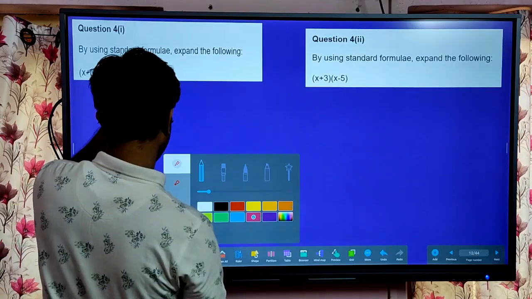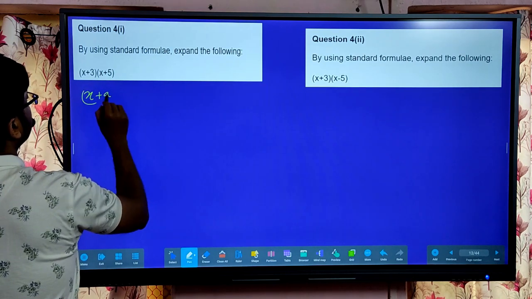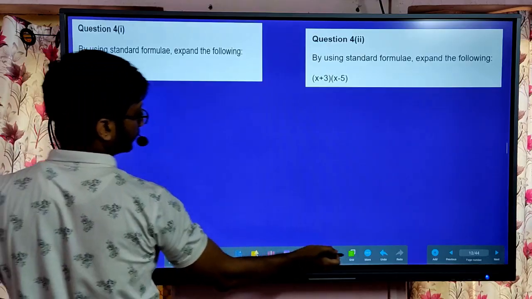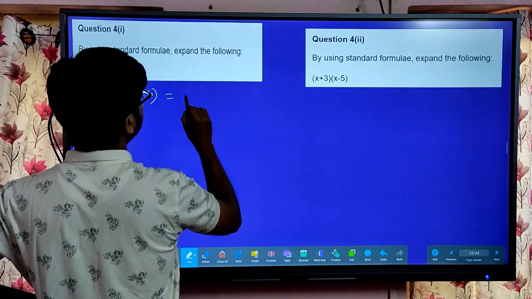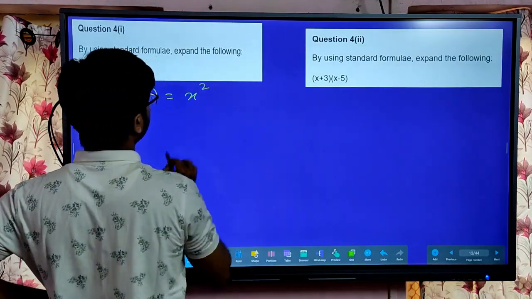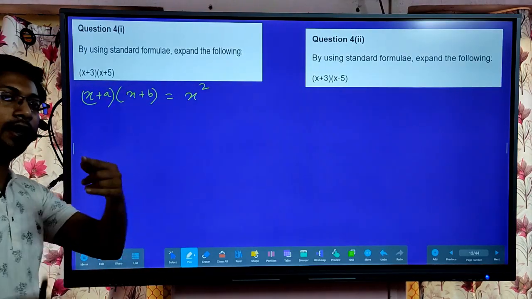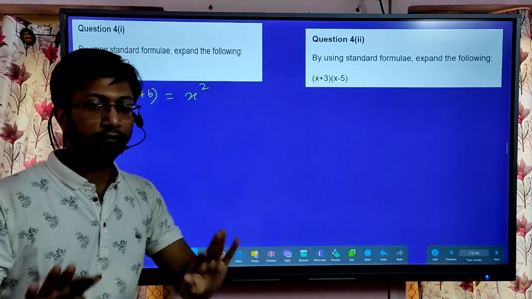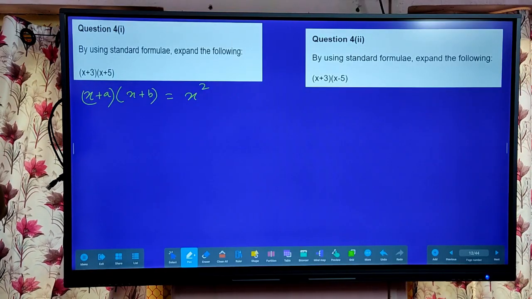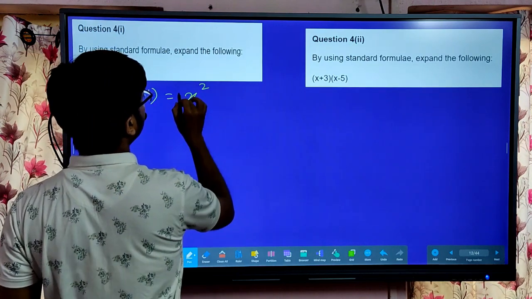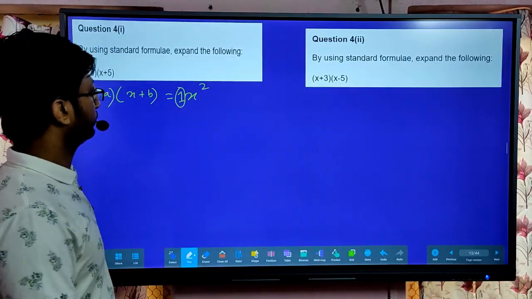Let us first learn the formula. The formula says, suppose it is x plus a into x plus b. So the first term is x square. Why x square? Because there are two x's over there. If you multiply, the highest power of x will be x square only. It will not be x cube. So it will be x square, and the coefficient of x square will be 1. If nothing is there, the coefficient is 1. Okay, understood?